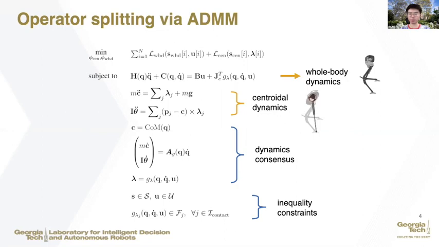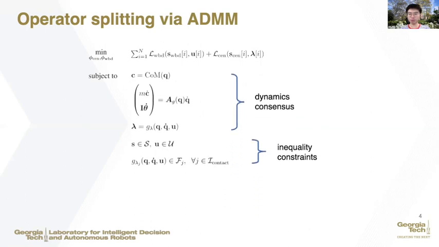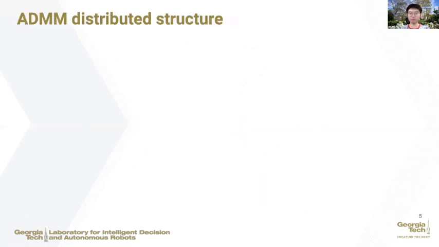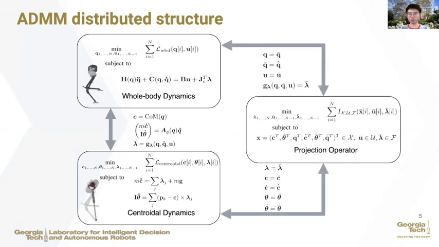Inspired by the multi-block ADMM, we make the original optimization formulation fit into the ADMM structure. We firstly embed the dynamics inside each model and let unconstrained DDP handle these dynamics separately. Then we introduce more auxiliary variables, S bar, U bar, and lambda bar, to create a projection block, which is constructed by encoding the inequality constraints inside the indicator functions. In this way, the original optimization problem can be divided into the whole body centroidal block and the projection block that projects all the related decision variables onto feasible sets.